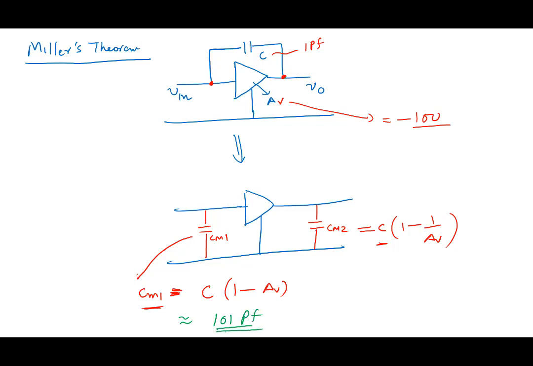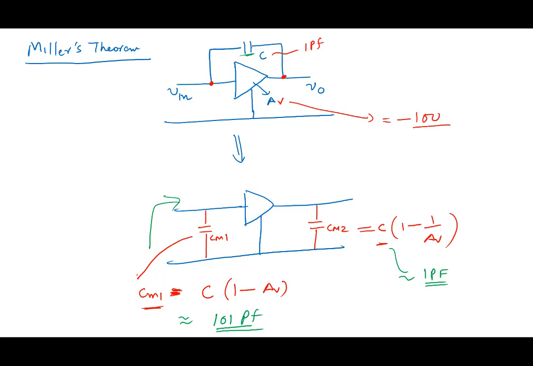To the input port, when I look from here, this capacitor C appears as 101 pF. It is a very large capacitor getting multiplied by the gain. To the output, what does it appear? To the output, it appears as almost 1 pF, because the gain is large, AV is like 100, so it's almost like 1 pF.